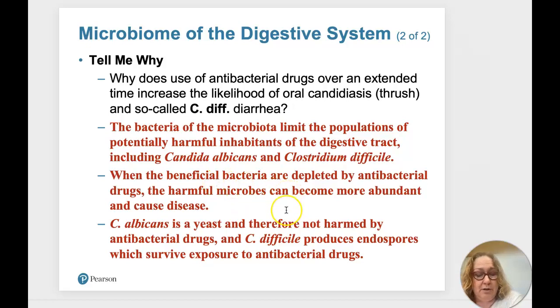When the beneficial bacteria are depleted by antibacterial drugs, the harmful microbes can become more abundant. C. albicans is a yeast and therefore not harmed by the antibacterial drugs. And C. diff produces endospores which survive because they're not being killed by the antibacterial drugs. You killed all the good ones. And now you have this yeast just going crazy. Does that make sense? So let's think about that for a minute. You took a bunch of antibiotics. You got rid of the good and the bad bacteria. But now your yeast is like, sweet, we got the whole place to ourselves. Right? Not good. Not good.